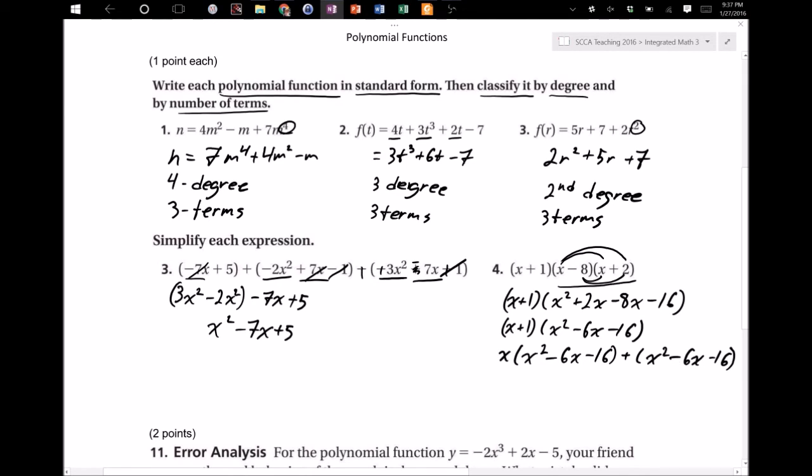So now I distribute. I get x cubed minus 6x squared minus 16x plus x squared minus 6x minus 16. Now I'm going to combine like terms. No like terms for my x cubed. I have like terms for my 6x squared and my x squared. So x cubed minus 5x squared. Now common terms, there's my negative 16x, 6x. So I get negative 22x minus 16. And that is that problem.